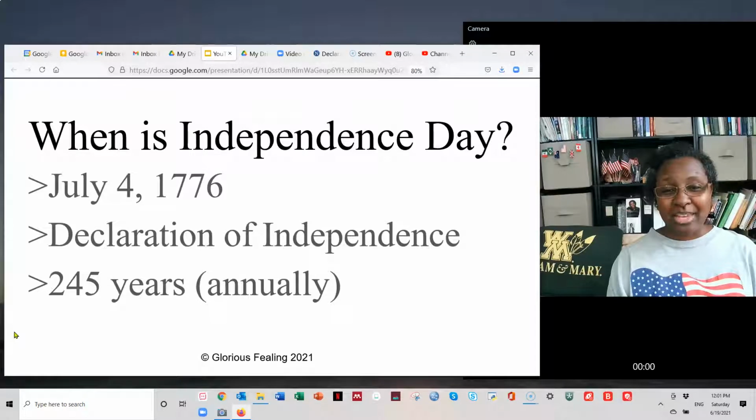The first day we celebrated was in 1776. We have been celebrating annually, or every year, for 245 years. And we are celebrating the creation of the Declaration of Independence.